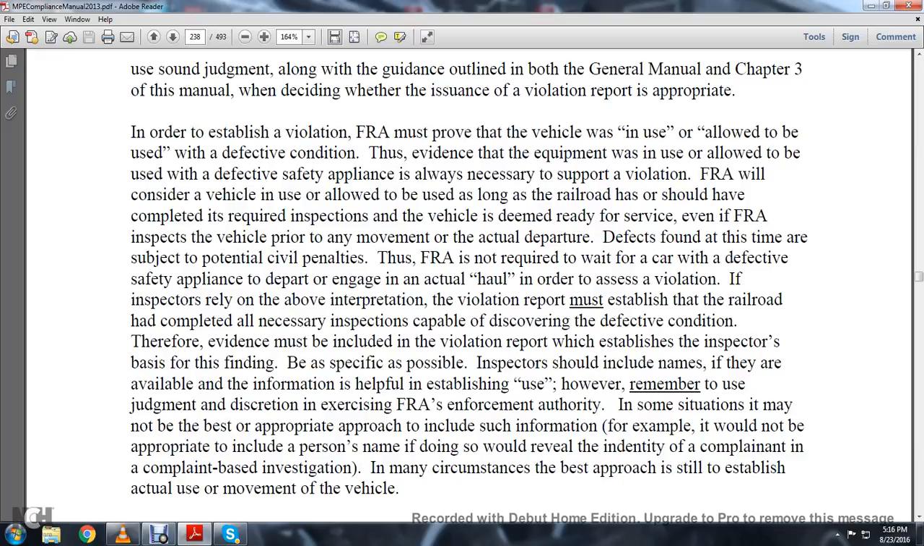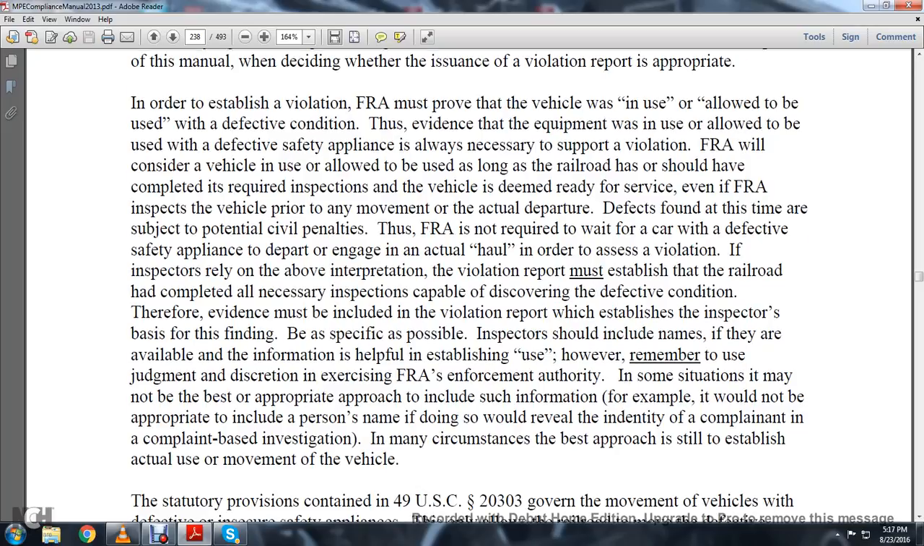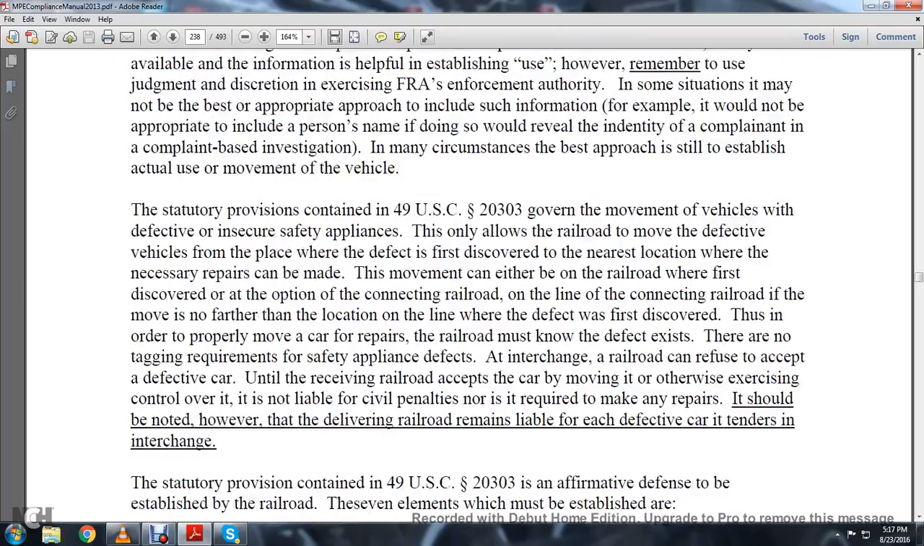Such information is helpful. However, remember to use judgment and discretion in exercising FRA enforcement authority, as in some situations it may not be appropriate to include such information. For example, it would not be appropriate to include a person's name if doing so would reveal the identity of the complainant in a complaint-based investigation. In any circumstance, the best approach is to establish the actual use or movement of the vehicle.